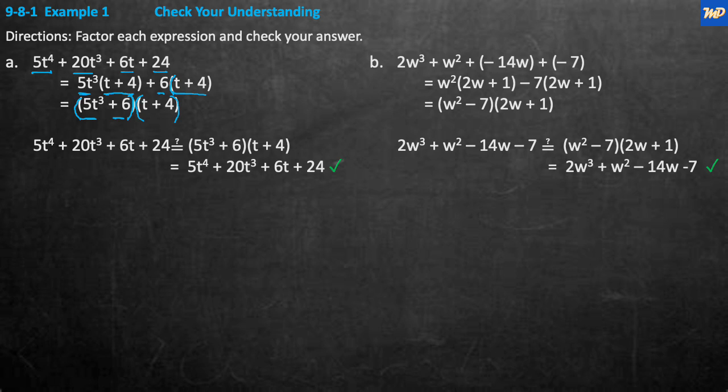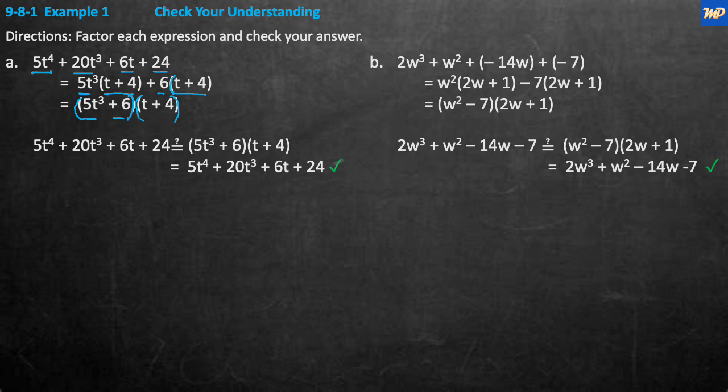Now let's do B. B says we have a 2w cubed, which these should have been, sorry about that, 2w cubed and plus w squared, and then it's minus 14w. I put a plus there and put these in parentheses so you could see that it's a plus a negative number and also a plus a negative number, minus 7. But when they wrote it out, it was a 2w cubed plus w squared minus 14w minus 7.